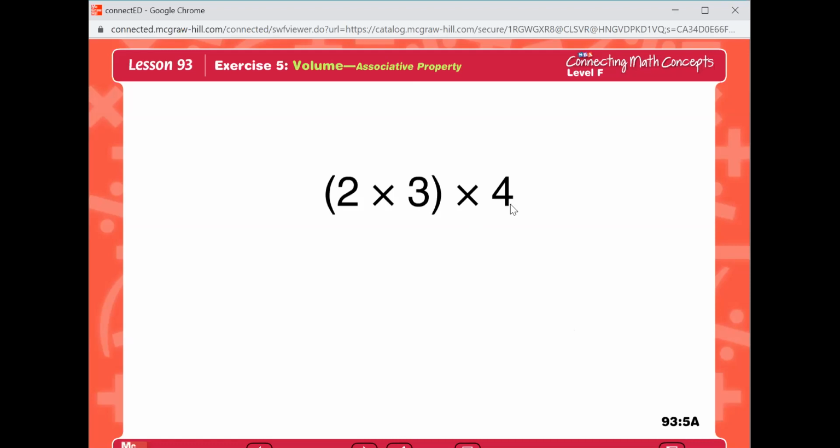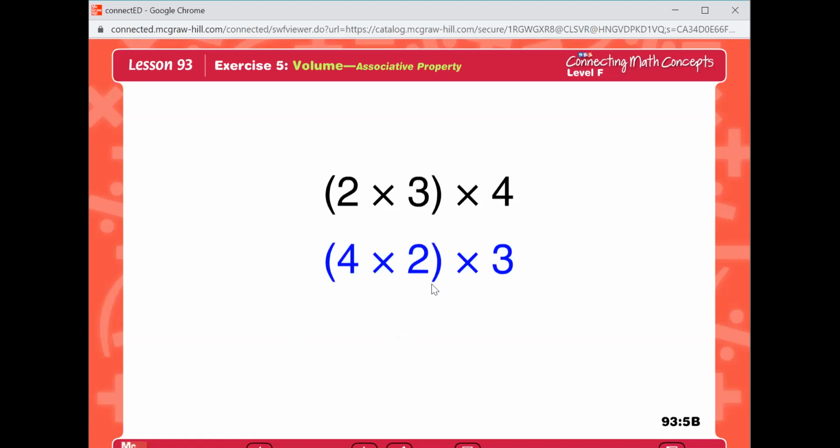Will we get the same answer if we put the numbers in a different order? Yes, if we put these numbers in a different order, we will get a different answer. So right now we know 2 times 3 times 4 equals 24. The parentheses here means we work 2 times 3 first. Now, here are the same numbers scrambled. Read this problem. 4 times 2 times 3.